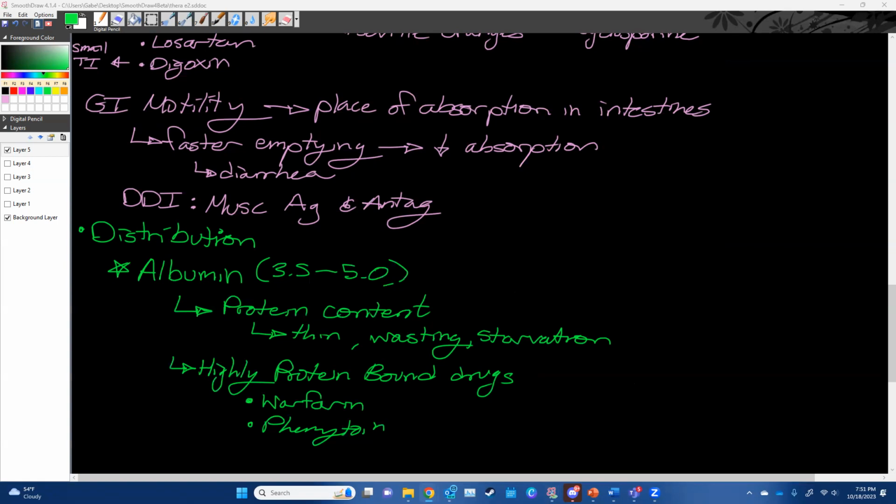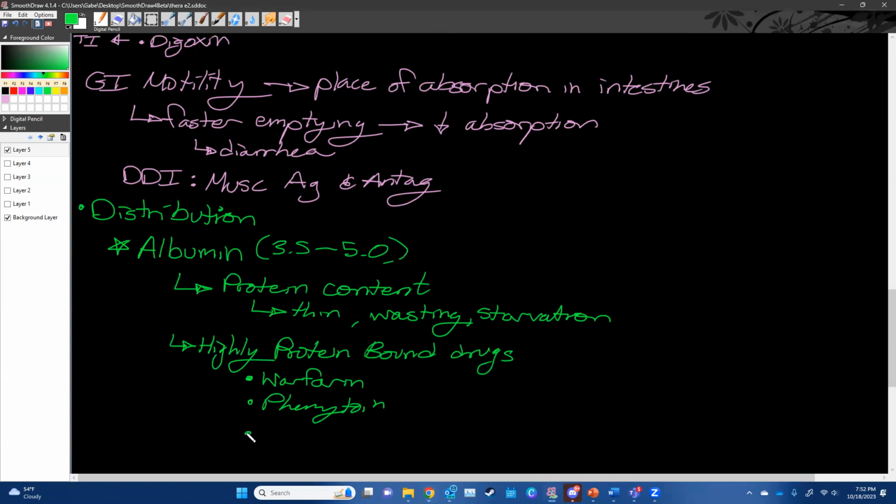Many psych drugs. Tons and tons of chemotherapy, lots of NSAIDs, lots and lots and lots of different stuff. If you have a reduction in the amount of albumin, this leads to more free drug. More free drug means more reacting drug.